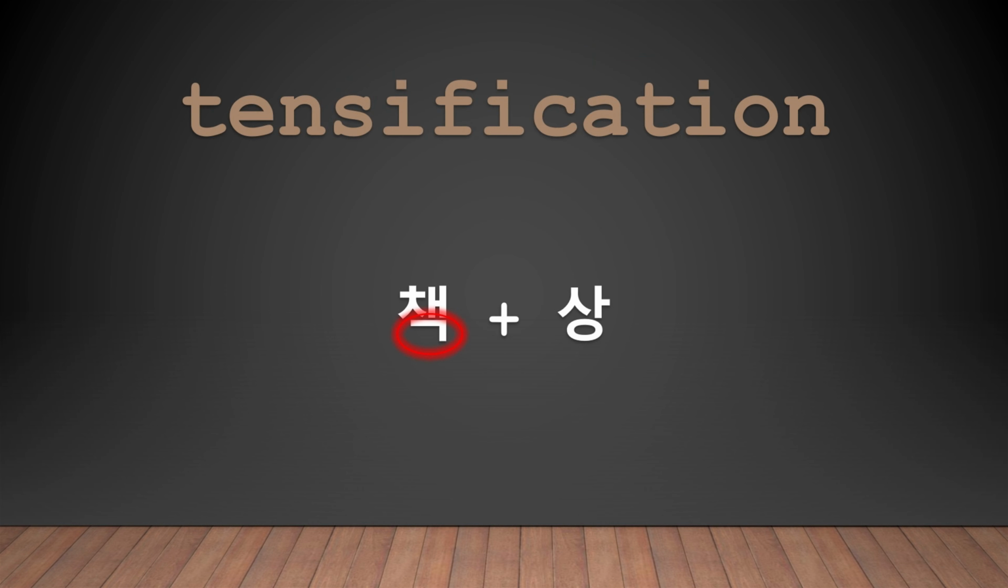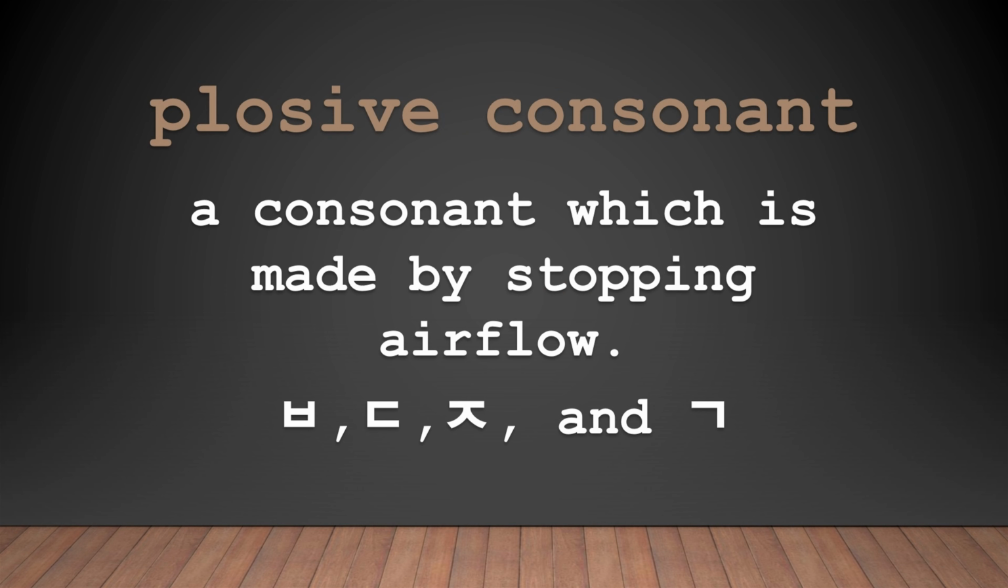So tensification occurs when the final consonant, or 받침, is a plain plosive or a fricative consonant and is followed by another plosive or fricative consonant in the beginning of the next syllable. A plain plosive consonant is a consonant which is made by the stopping of airflow. For example, in Korean, these consonants are biup, digut, jiut, and giok. B, d, j, g. As you can tell, you have to slightly stop airflow. There's a slight pause which helps create these sounds.